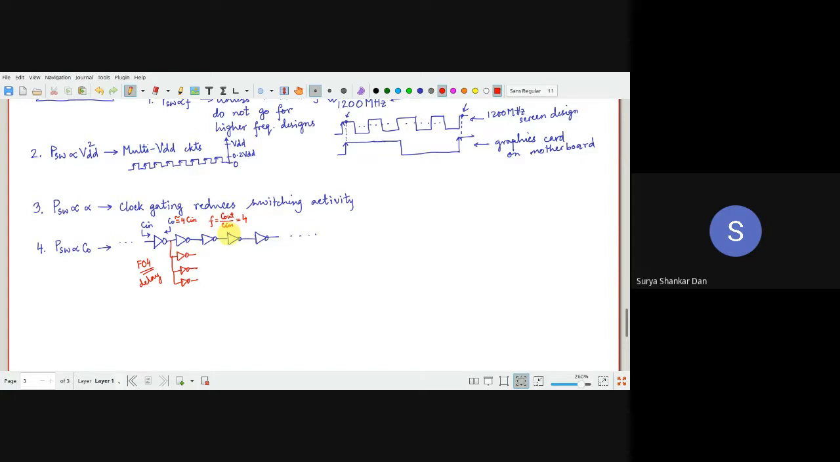So this is how you define the fan out. Fan out is the number of the same chips that can be driven at the output of that chip. If this is your inverter output node, you are simply placing 4 of these. If this is your C in, this is also your C in, C in, C in. So CO, the output capacitance, will be roughly equal to fan out number of C in. So C out by C in will be 4. That's how you define the fan out.